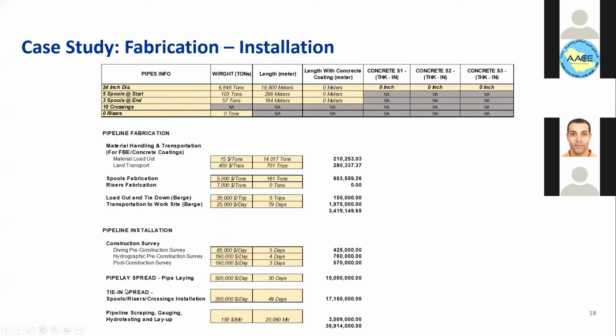For installation, as I said here, the pipe laying barge will cost $500,000 a day. And to install the 20 kilometers of this 24-inch pipe, you need 30 days. So basically you multiply the 30 days by the vessel rate and you will get the installation. And before you do an installation, you're going to use some vessels to survey the seabed, like the pre-construction survey, the hydrographic, and the post-construction survey. Based on previous projects or in-house data, you're going to need this vessel for 5 days, the hydrographic 4 days, pre-construction survey 3 days, and you have the rate of those vessels. You just multiply the daily rate by how many days you're going to use this vessel, and you get the cost.